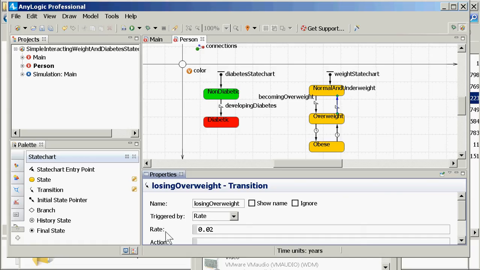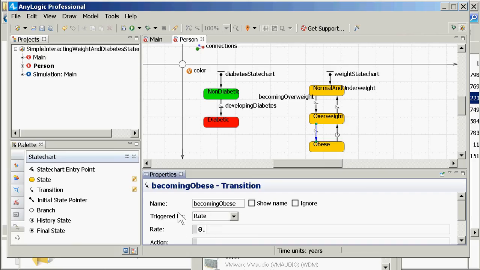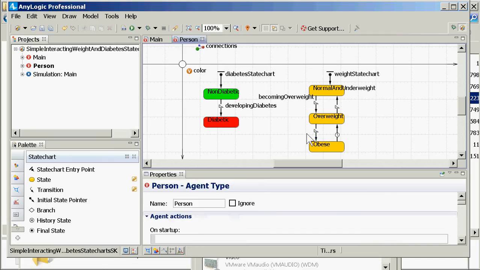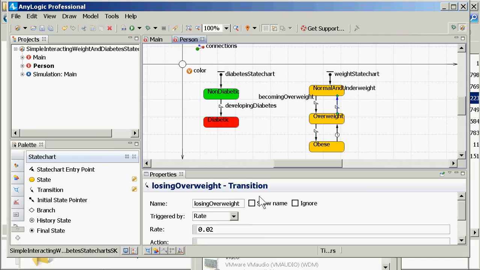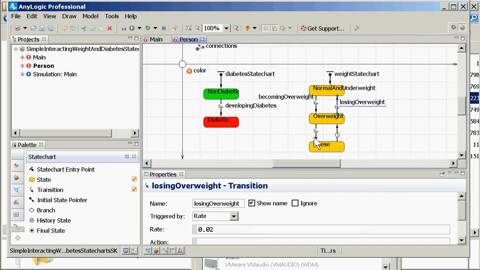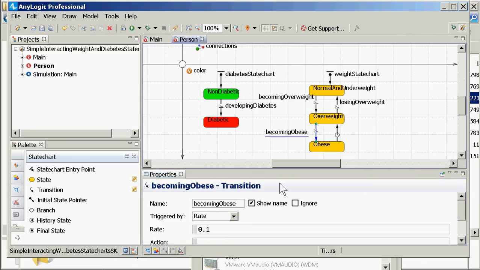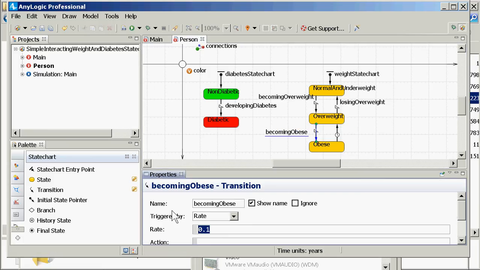And then for going from overweight to obese, I'm going to make it a rate transition of 0.1. I should show the transition names, show name here. And for going from overweight to obese, 0.1. What does that mean? That means a 10% chance per year of becoming obese.